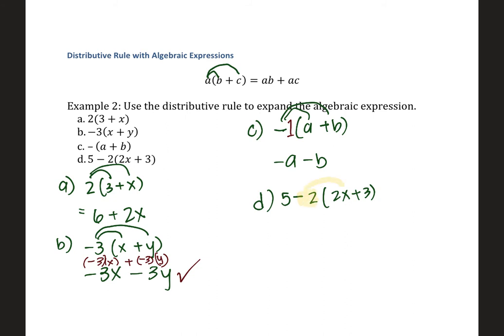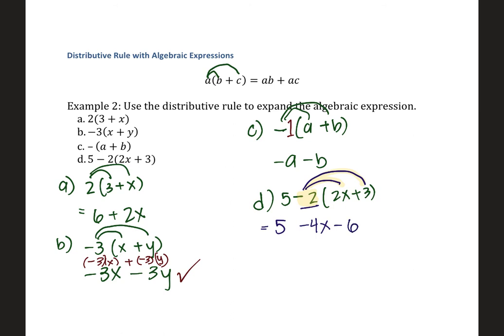I'm distributing this -2 to both of these. So that 5 stays at the side. -2 times 2x is -4x. -2 times 3 becomes -6.